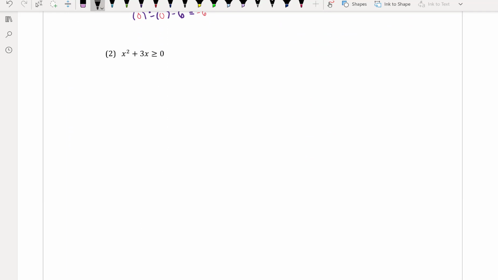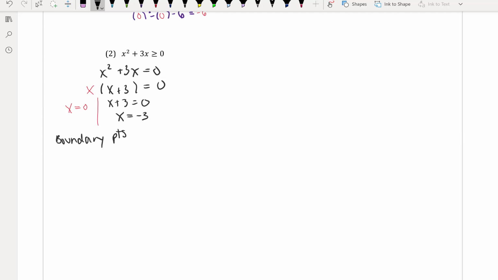So I'm going to go ahead and find my boundary points. So I'm going to have x squared plus 3x is equal to 0. So I'm going to factor. My GCF here is x. So I'll have x times (x plus 3) is equal to 0. So I have that x is equal to 0. And I have x plus 3 is equal to 0. So x is equal to -3. So I have my boundary points as x is equal to 0 and x is equal to -3.